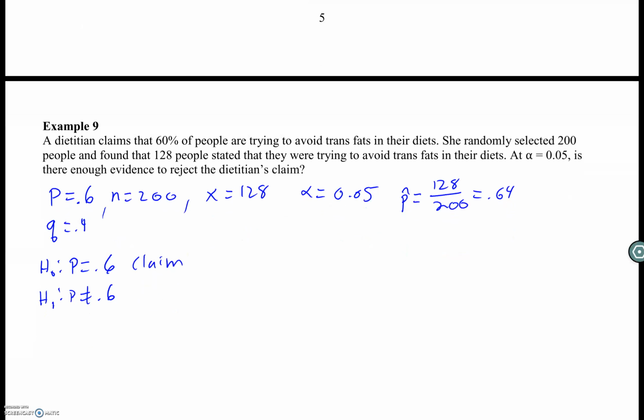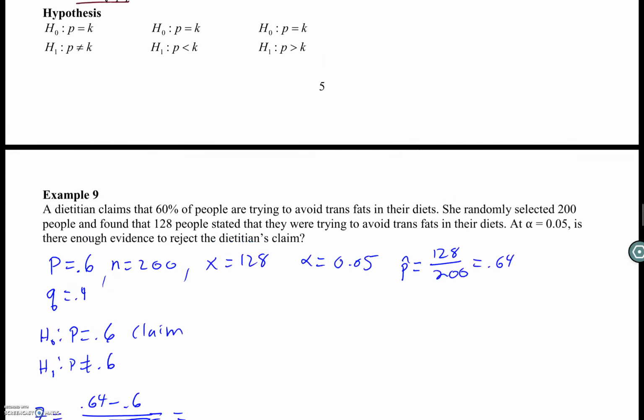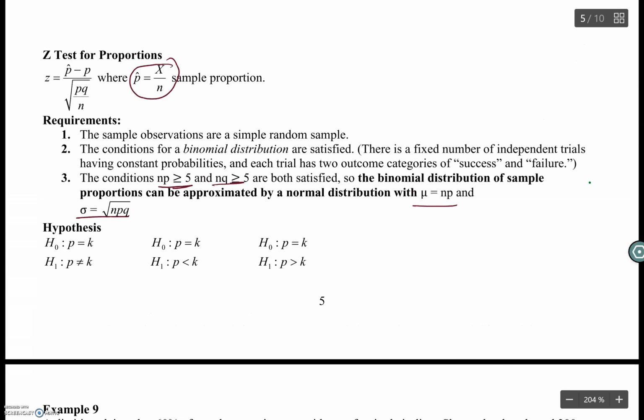And then I want to use my P hat to make a decision about that P. So Z equals P hat, so 0.64 minus 0.6, divided by the square root of 0.6 times 0.4 divided by 200. Let's see what that gives us. This one? That's right up above. I just now gave it to you. So you shouldn't remember it from previous things, but just now.